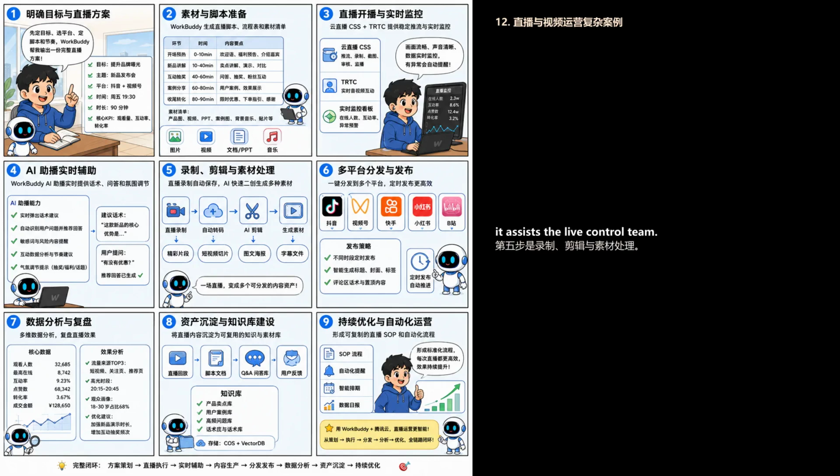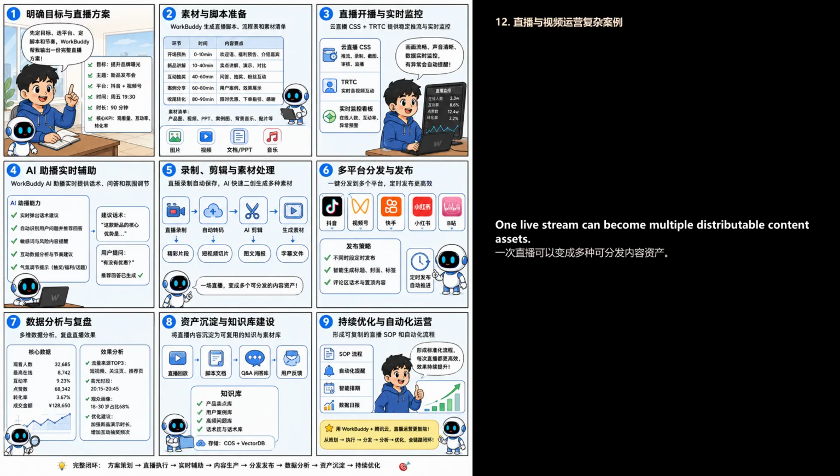The fifth step is recording, editing, and material processing. Live recordings can be automatically saved, and AI can help generate highlights, short video clips, posters, and subtitle files. One live stream can become multiple distributable content assets.